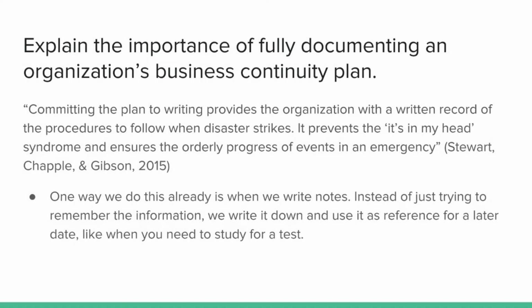So the last thing you would need to know is how to explain the importance of fully documenting an organization's business continuity plan. Committing the plan to writing provides the organization with a written record of the procedures to follow when disaster strikes. It prevents the "it's in my head" syndrome and ensures the orderly progress of events in an emergency. One way we do this already is when we write notes. Instead of just trying to remember the information, we write it down and use it as reference for a later date, like when we need to study for a test or like when we need to study for an exam.